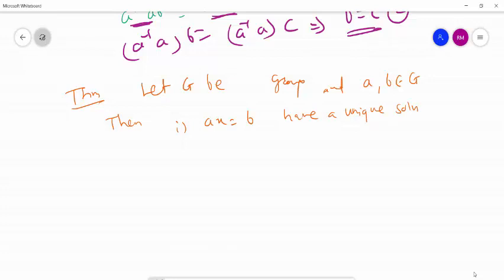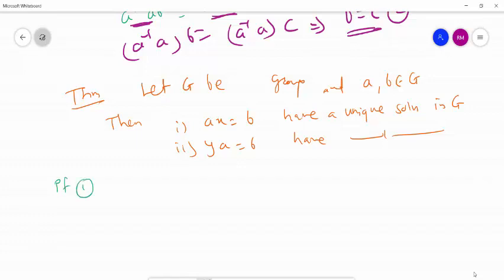Instead of writing the whole word solution, I just write soln in G. We have to show it has a unique solution, means we have to show both things: it has a solution, and it is unique. Second is, ya equals b has a unique solution. Here x is on the right hand side of a and y is on the left hand side of a. That's why the two problems are different. So let us go for the first problem.